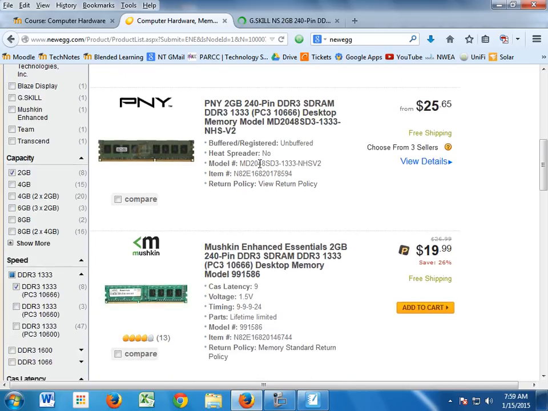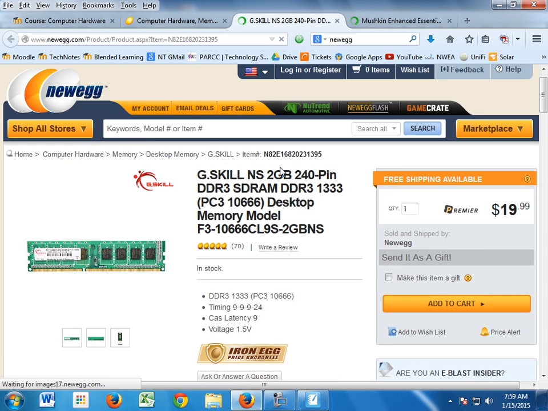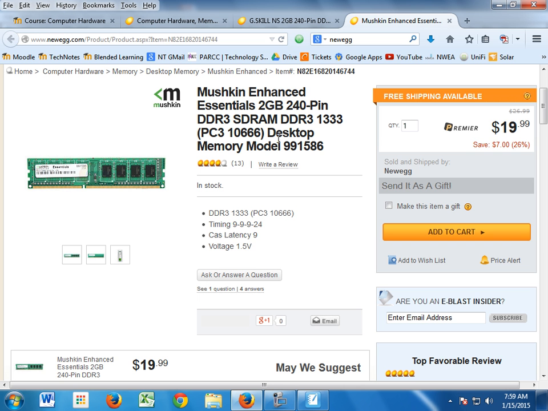See if I can find another one. There we go. So as I look at this one, I can see the cast latency is 9. By the way, when it shows timing, that's overall timing. Cast latency is the first number. So this one's DDR3, 1333 megahertz, and this one's DDR3, 1333 megahertz, has the same cast latency.